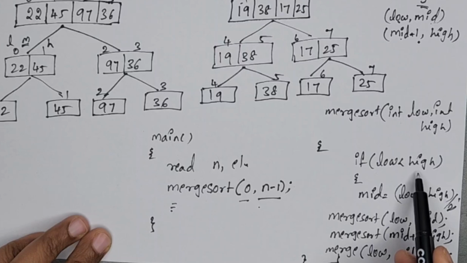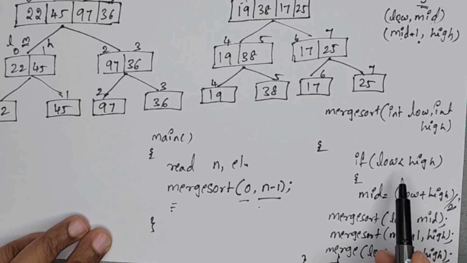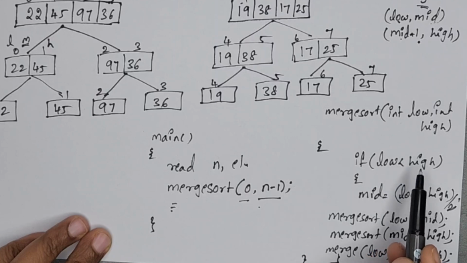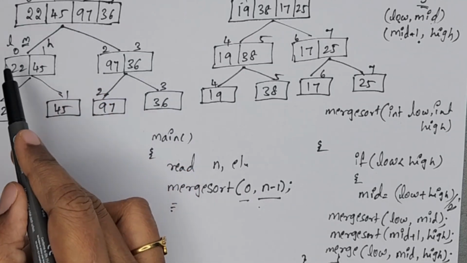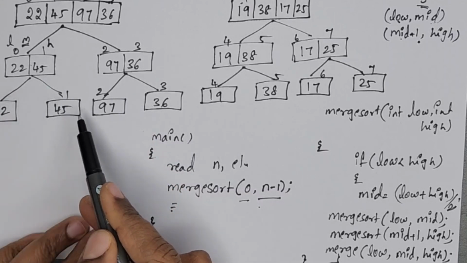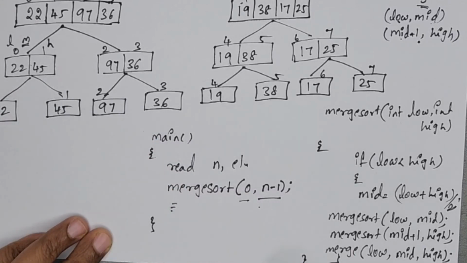See, if low is less than high, or low is not equal to high, it means the array has more than one element. If the array has more than one element, we have to divide the array based on mid. Calculate mid, and merge sort of low to mid will be placed in one array, and in another sub array we place the remaining elements, mid plus 1 to high. And again, if the array has more than one element, we call the merge sort function to divide again. Like this we have to divide.